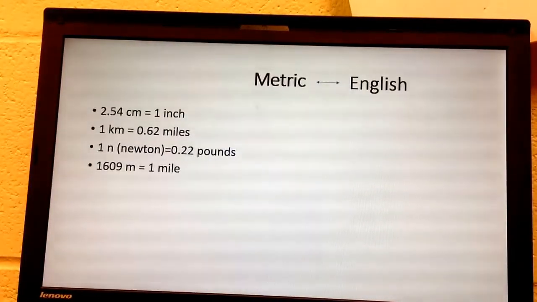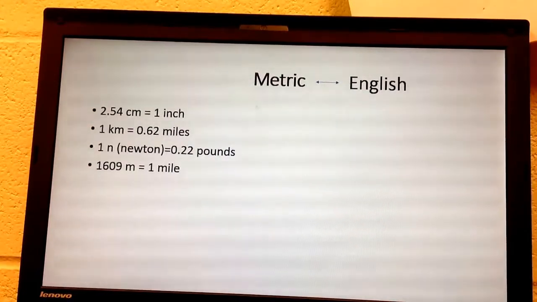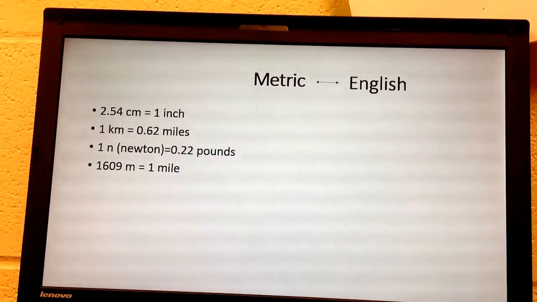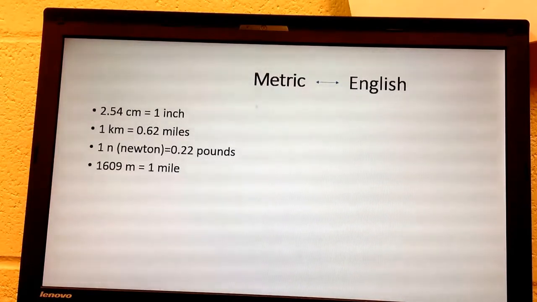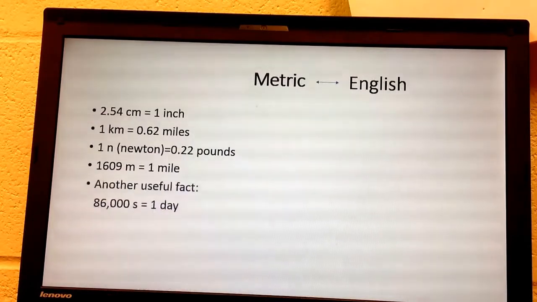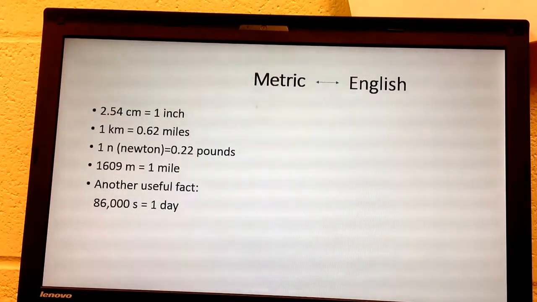Now sometimes we go between the metric and the English system, and to do so we need to know these facts. 2.54 centimeters equals 1 inch. 1 kilometer is about 0.62 miles. 1 newton, which is the metric unit for force, is equal to about 0.22 pounds. And 1,609 meters equals 1 mile, about. One other useful fact is that there are 86,000 seconds in 1 day. We sometimes need to use those in our conversions from metric to English or English to metric.